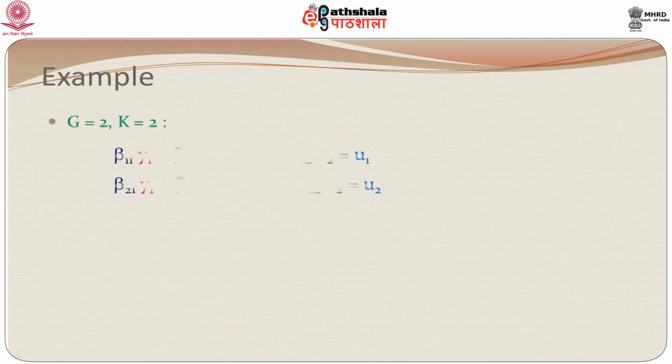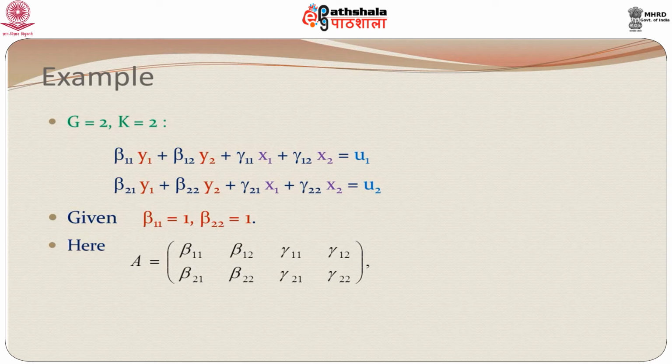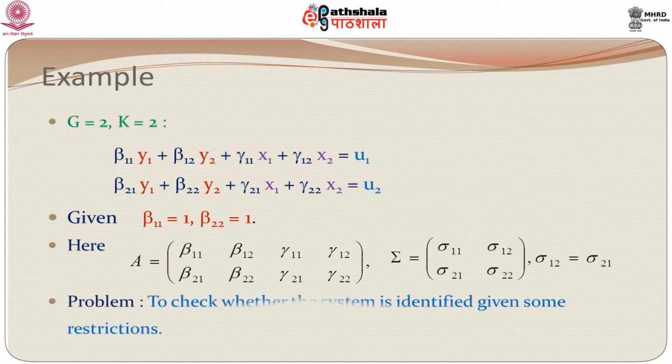Let's look at a few examples where we can use this technique. In this case, we will be taking g equal to 2 and k equal to 2 also. So, we have two endogenous variables and two exogenous variables, and hence the number of equations would be equal to 2 as well. Thus, the number of equations is always equal to the number of endogenous variables. Now, we have this normalizing condition, as we call it, beta 1 1 is equal to 1 and beta 2 2 is equal to 1 as well. We will be using these two conditions. These are a priori conditions.